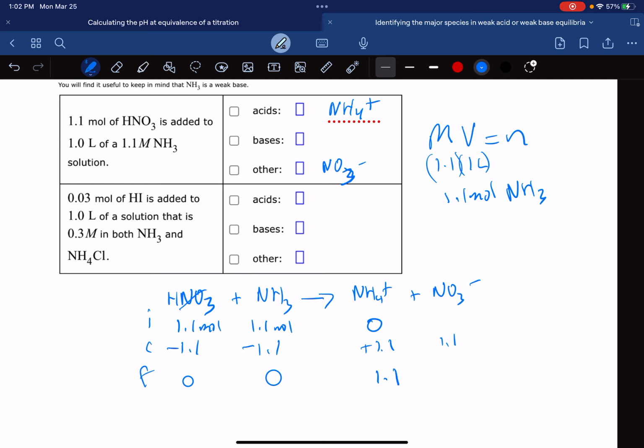This, by the way, is the equivalence point of this titration. This is what this is called. All we'd have left is NH4 plus. And then if we wanted to figure out the pH, we'd have to take this NH4 plus in our second step and throw it into water. So that's the first problem.